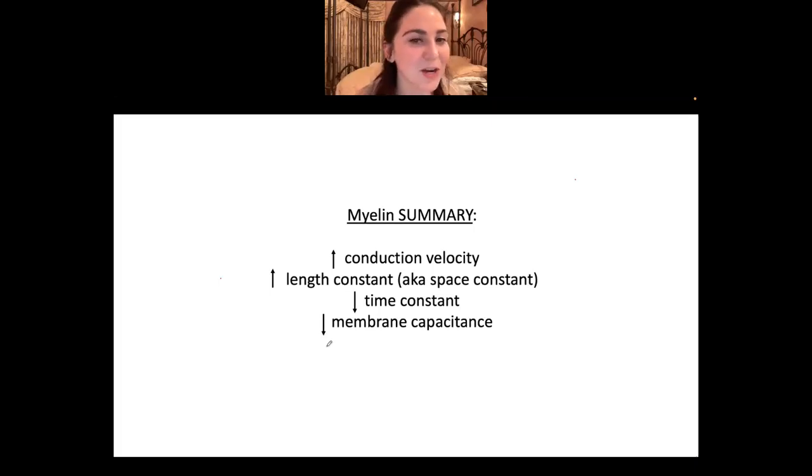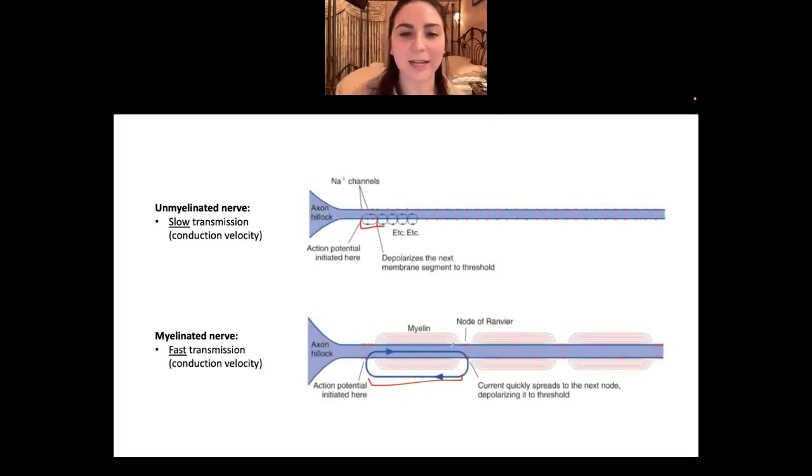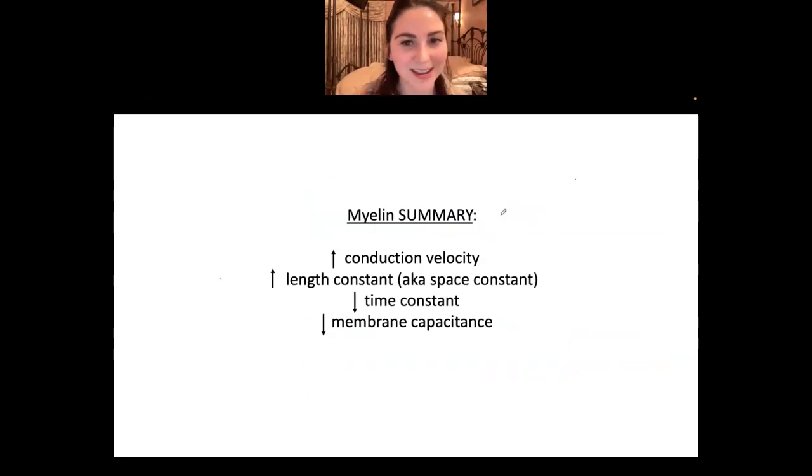Does that make sense? It's not the nodes itself. It's this overall transmission. It's going to be decreased compared to an unmyelinated neuron. I don't know if I explained that correctly. Okay, good. This is what myelin does to a nerve compared to an unmyelinated nerve. So these are relative changes compared to an unmyelinated neuron.